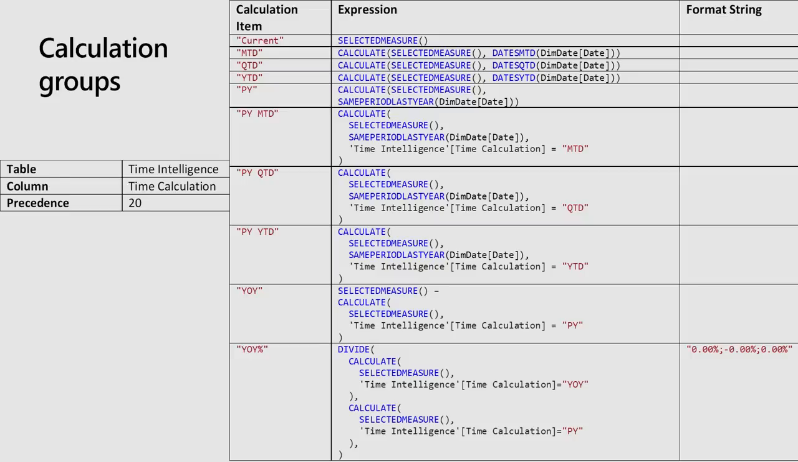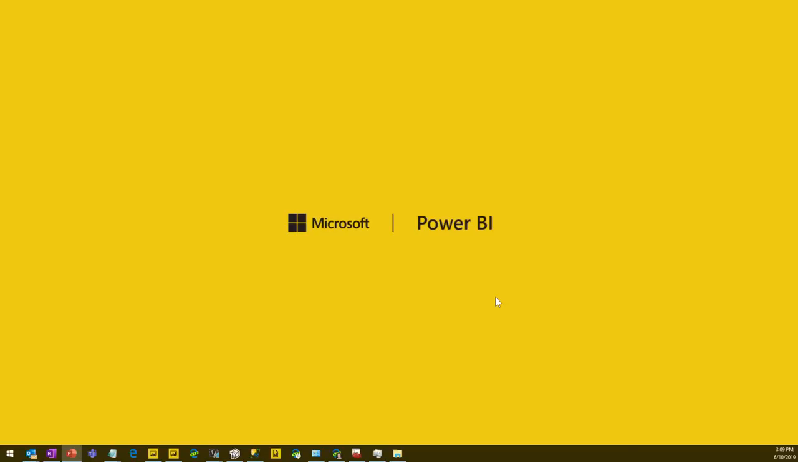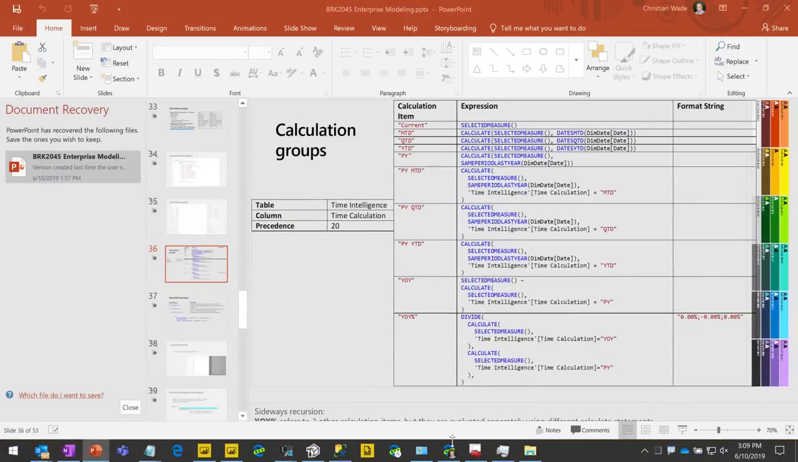And then the user experience is very simple, because the calculation group is presented as a table, and you just drag the column on, and it will reuse those calculations for any of the measures that want to subscribe to it.